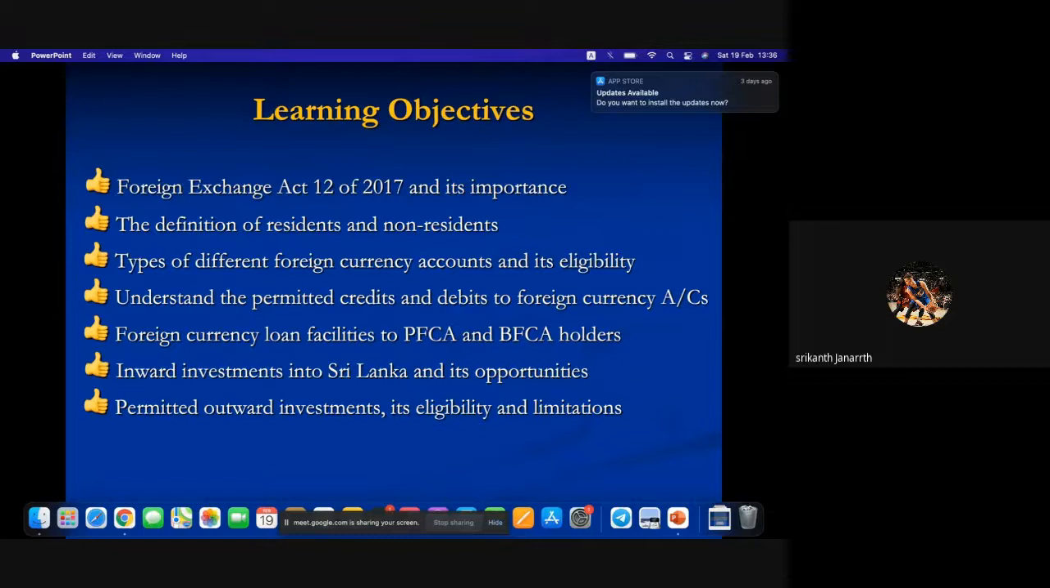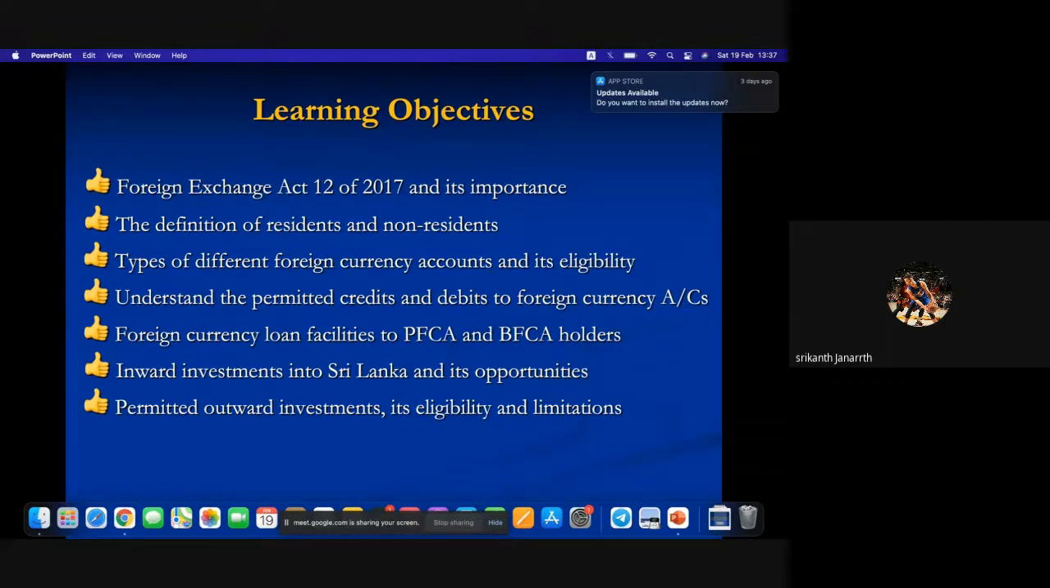So we will have a glance at the previous Exchange Control Act. There were so many accounts that were permitted to open. Now that has been streamlined and minimized very precisely. The foreign currency accounts are now being categorized. So we will look at those accounts and what are the permitted credits and debits under each account. That is very critical. That is what we are focusing on today.